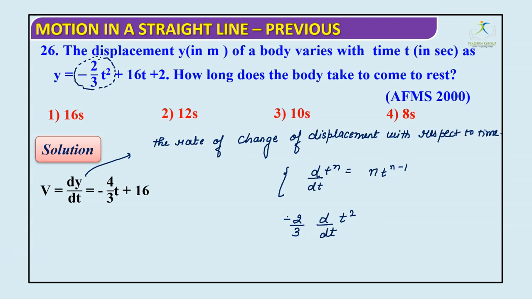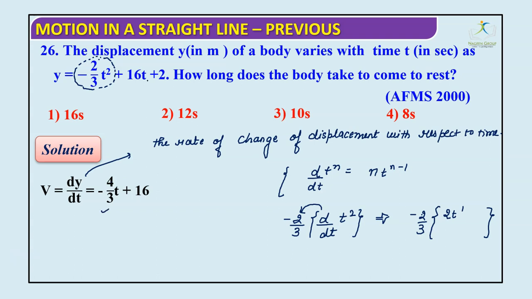So minus 2 by 3 is a constant term. That's why I take it out from this differentiation symbol. So the remaining part will be d/dt of t square. After differentiation, 2 by 3 will remain constant. And after differentiation, the value of n, here 2, comes in front. So 2t to the power 2 minus 1, that comes 2t to the power 1. Hope it's clear. So 2 into 2 by 3, that comes minus 4 by 3 t.